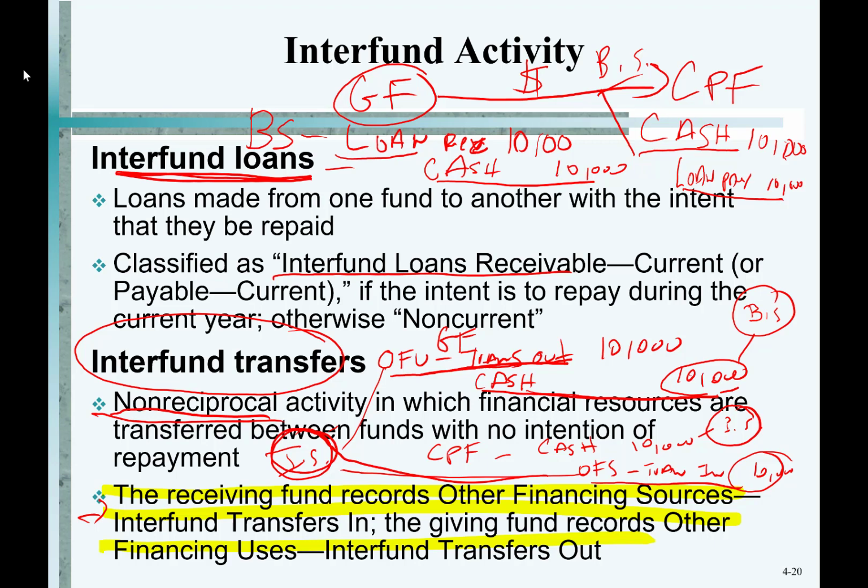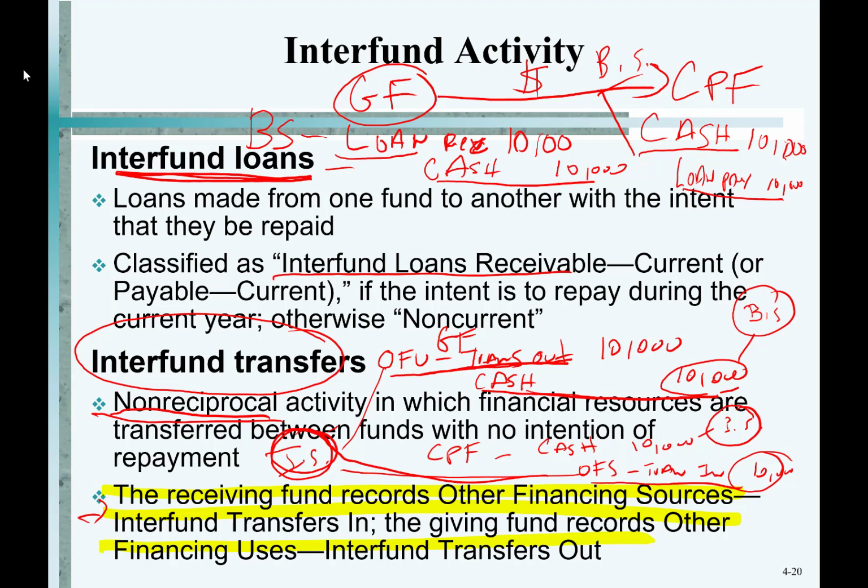So we debit cash and credit loan payable, because the capital project fund has to pay that money back, don't they? That's one way money can be transferred over, through loans.